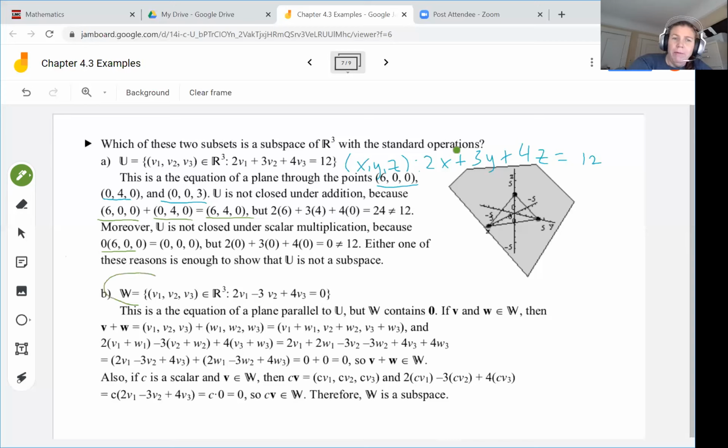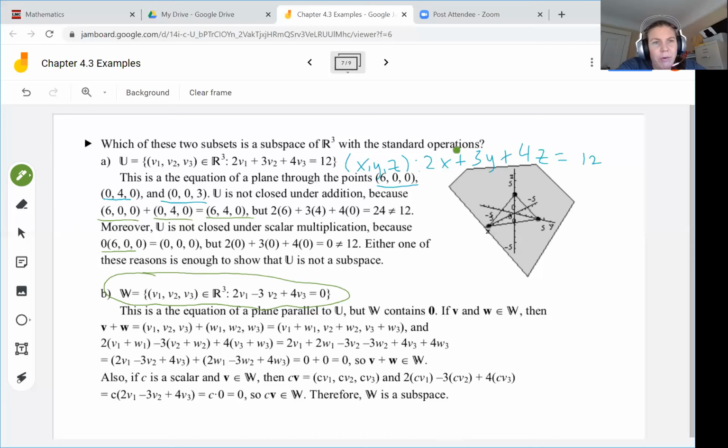Now in part B, we're going to think about this subset W. Again, we've got 3-tuples in R3, V1, V2, and V3. And now we're satisfying this equation, 2V1 minus 3V2 plus 4V3 equals 0. So this is the equation of a plane that's parallel to U, but now W contains 0.